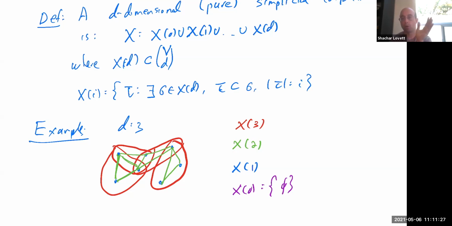Now, another comment about notation. When people study this in topology, they would usually shift all the indices by 1. So in their notation, this would be a two-dimensional simplex, where X2 contains sets of size 3, X1 contains sets of size 2, X0 contains vertices, and X minus 1 is the empty set. In the combinatorics literature it's usually called the way I described, but in the topological literature this will be called X2, X1, X0, and X minus 1.